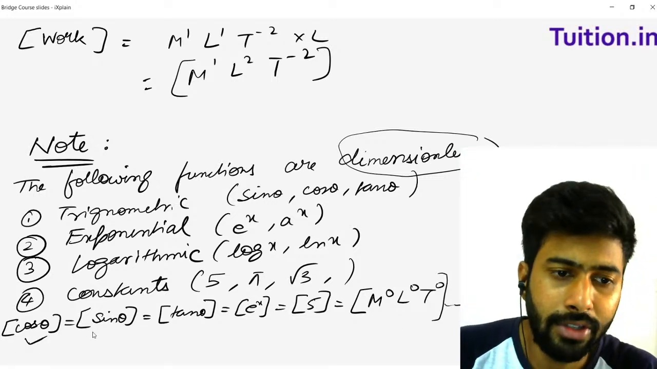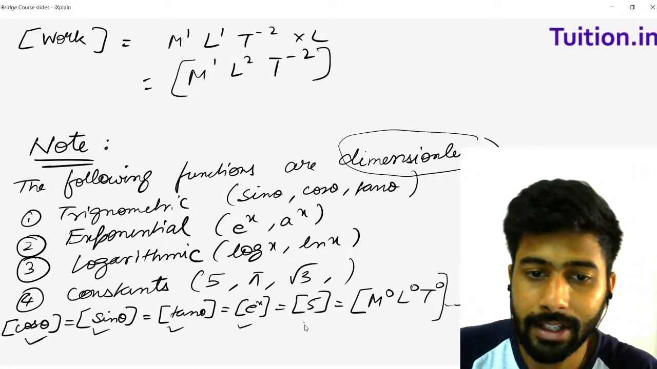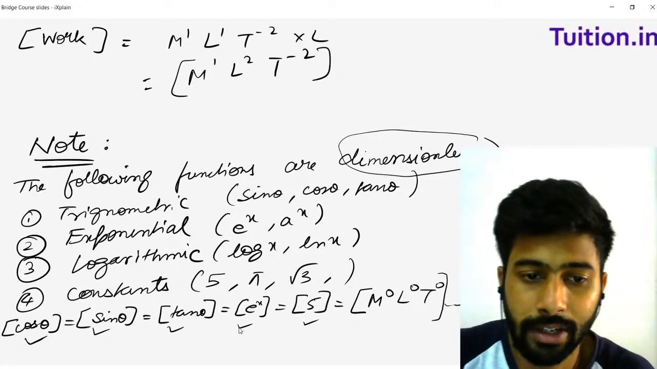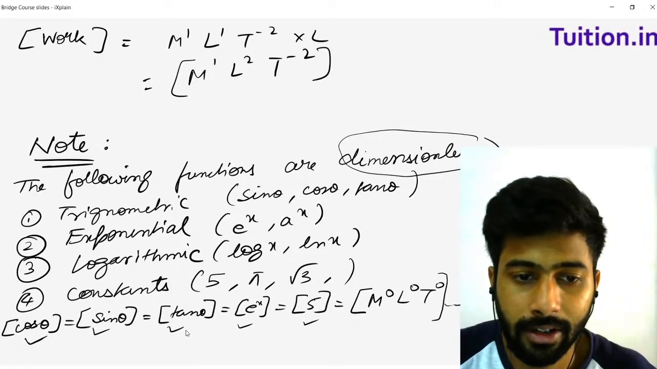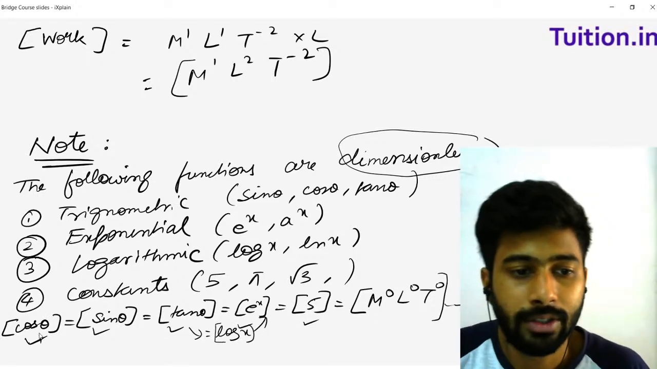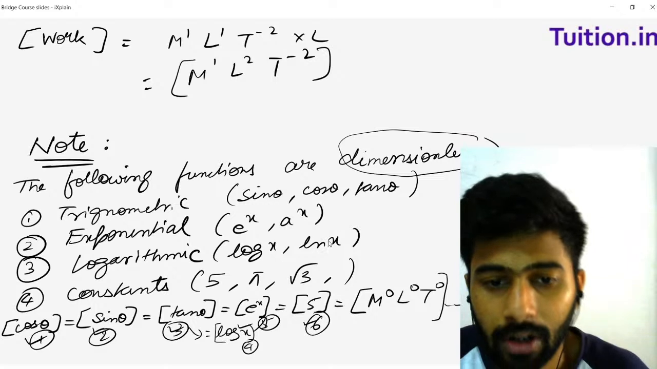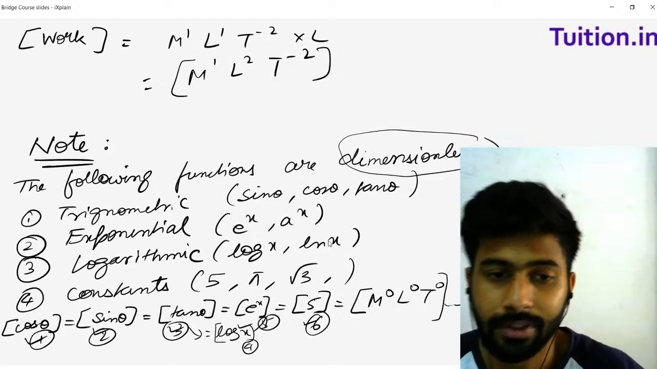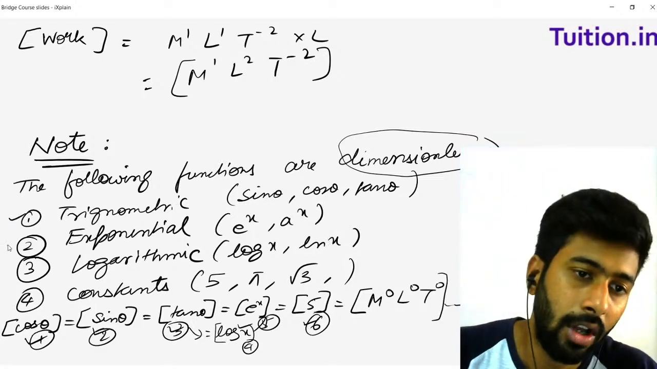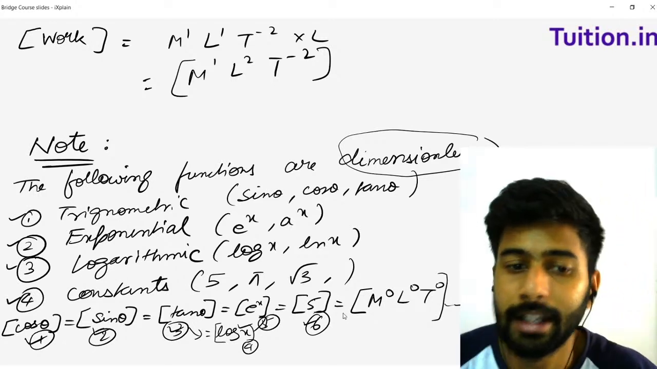Whenever you see cos theta, sine theta, tan theta, e power x, 5, in fact log x also, sorry, I forgot to include log x here. So include log x also, dimension of log x also. All this, 1, 2, 3, 4, 5, 6, and any such function of this type, any such function which falls under this category, is dimensionless.